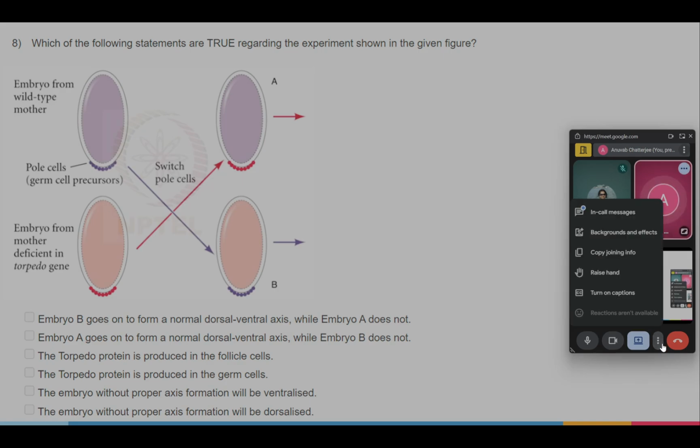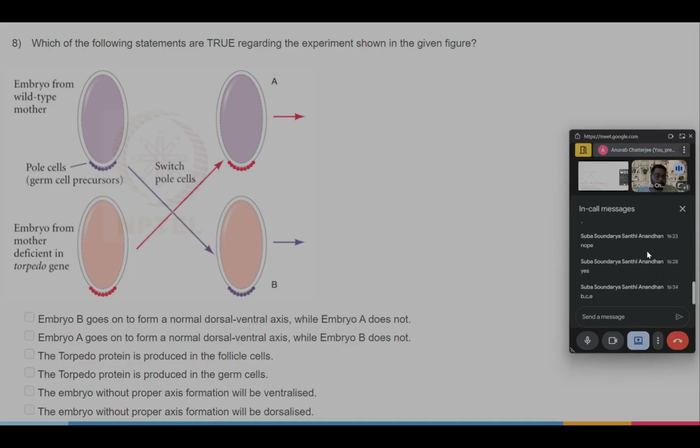Okay, so we got the options B, C, and E, which are: embryo A goes on to form a normal dorsal ventral axis, while embryo B does not; the torpedo protein is produced in the follicle cells; and E, the embryo without proper axis formation would be ventralized. Okay, let us look at it.